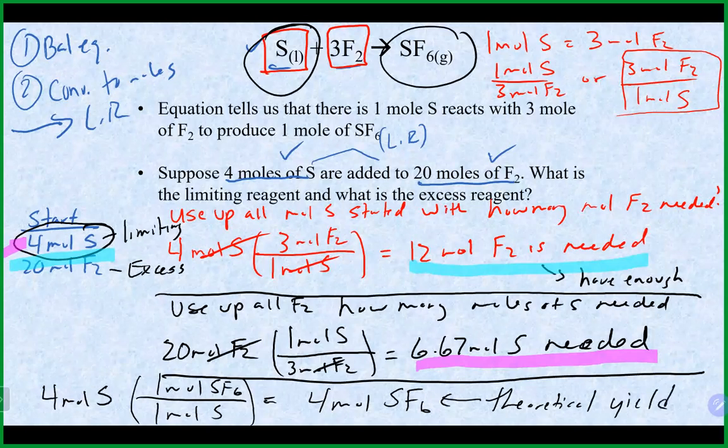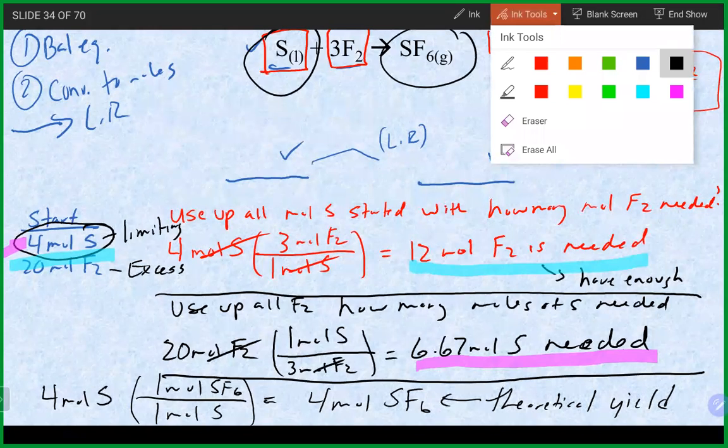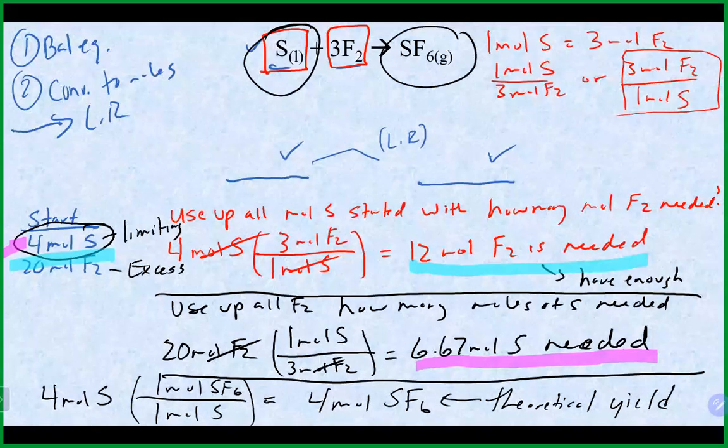And if I want to know how many grams that would be, I could use the molar mass of SF6 and convert it to grams. So it's really important once you figure out which one is the limiting reagent that you use the starting amount of that guy to figure out how much product you would make. Question on that there?